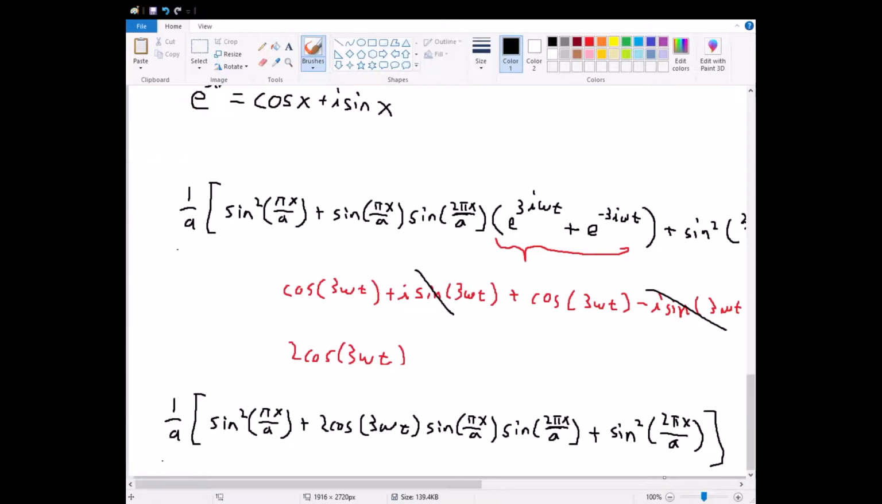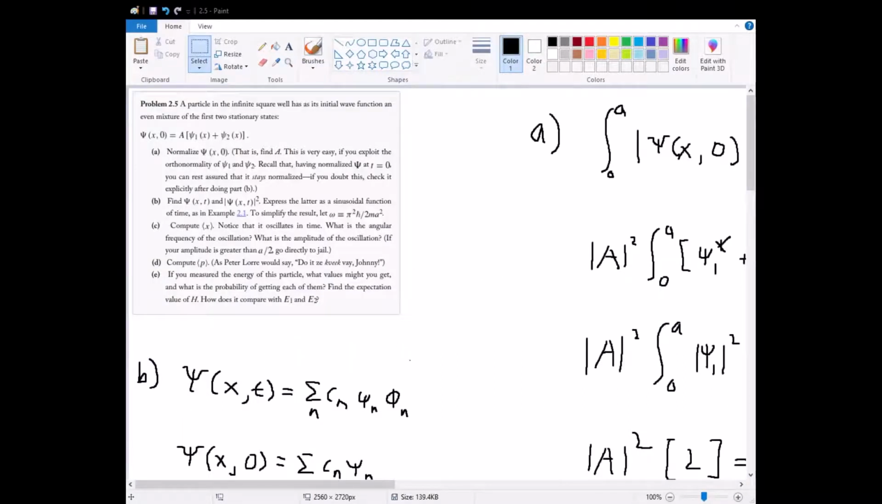It's a very messy expression, but we have managed to do what Griffiths asked, and we have simplified our exponentials down into this trigonometric function. Part C asks us to find the expectation value of x, and this is a very painful calculation. So let's do that first.